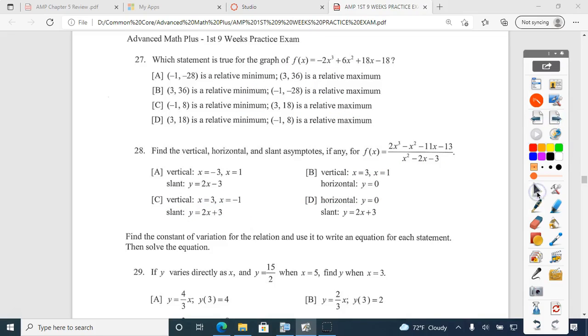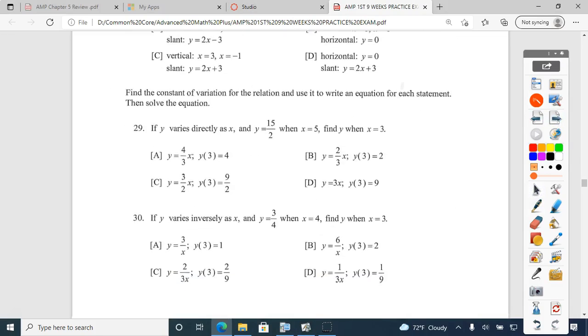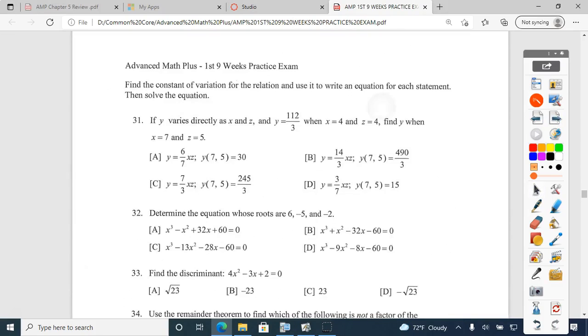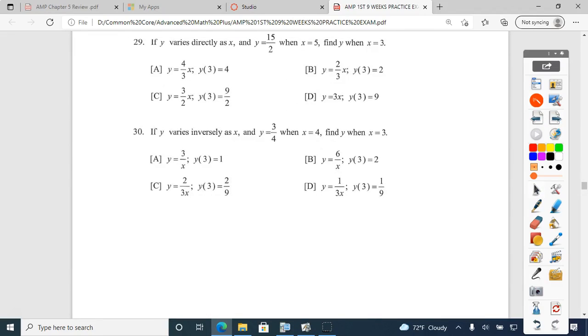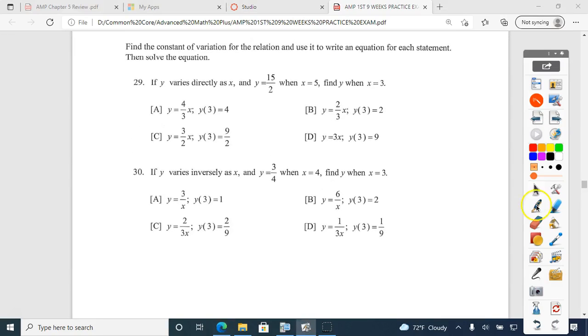29 and 30 and 31 too, I believe. Yeah, 29, 30, and 31 are your variation problems. So these are pretty quick.